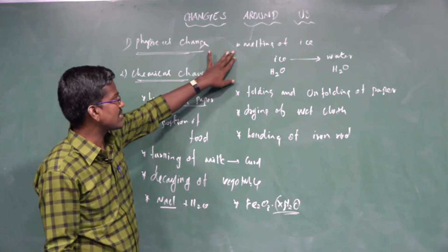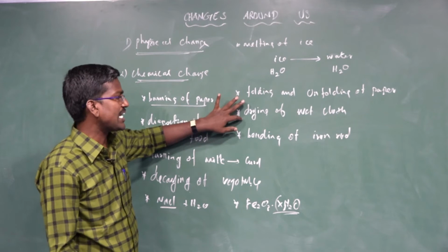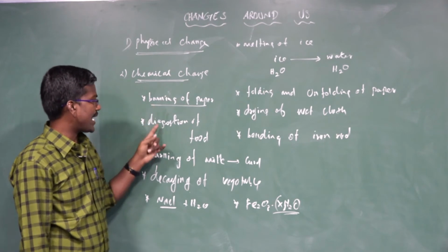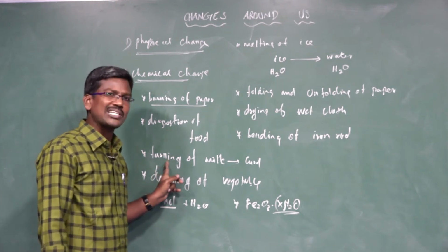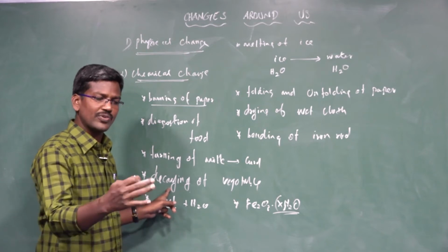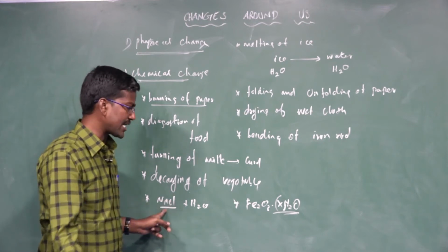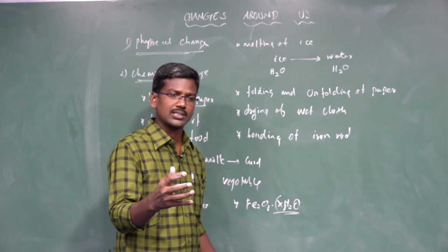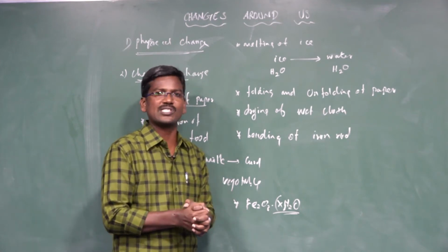What are examples of physical change? Melting of ice, where ice is converted to water, folding and unfolding of paper, drying of wet cloth, bending of an iron rod. These are examples of physical change. Burning of paper, digestion of food material by enzymatic catalytic reaction, turning of milk into curd by the lactase enzyme, vegetables converted into rancid, sodium chloride dissolved in water to form sodium hydroxide, and iron metal in contact with air, moisture and water particles forming hydrated ferric oxide known as rust are examples of chemical changes.